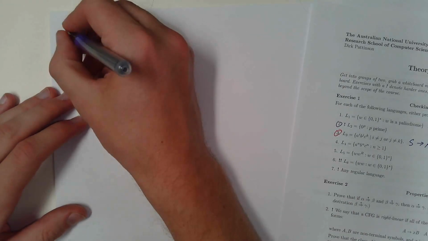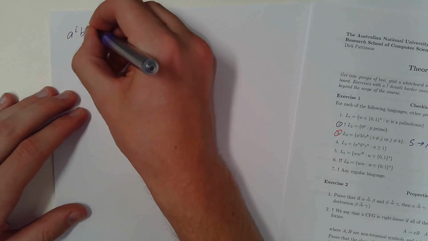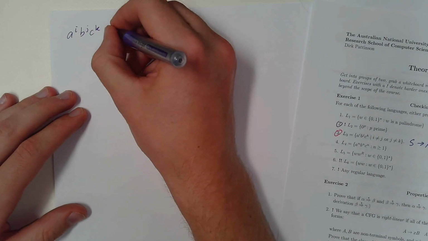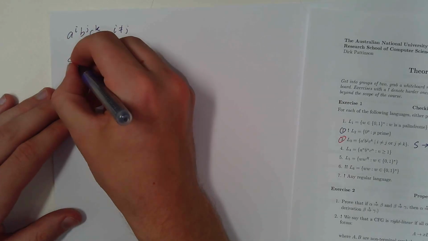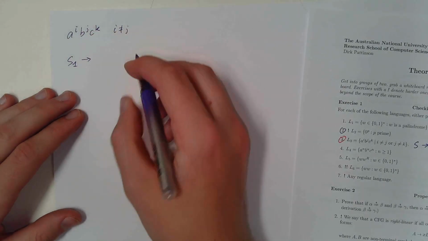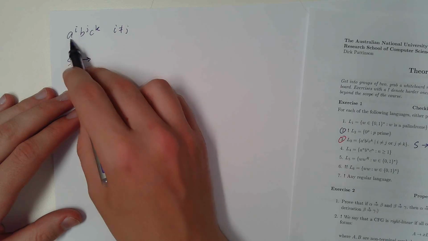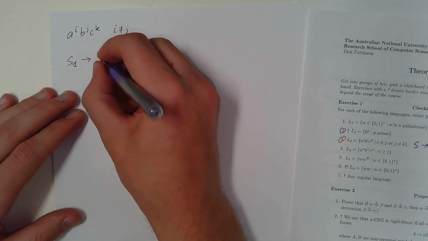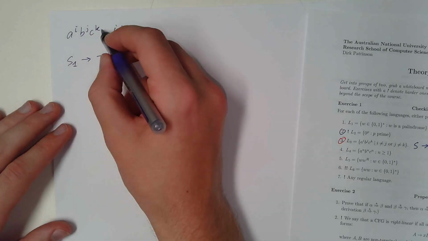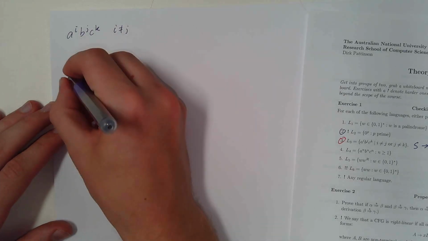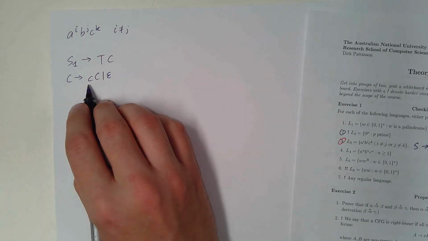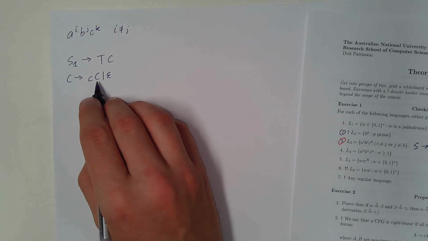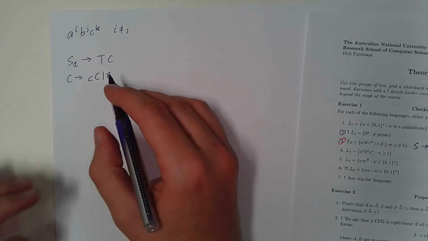So we want to design the language a^i b^j c^k, where i is not equal to j. So let's work on that first. So here's my starting state. What can I do? I'm going to have something to generate different amounts of A's and B's, and then I'll have something to just pump out arbitrarily many C's. So C can just make as many C's as I want. This lowercase c is a character, this uppercase C is a non-terminal, so don't get them confused.